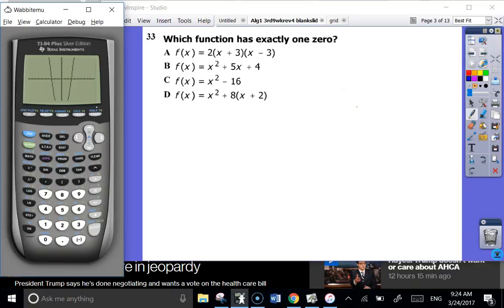Try that one in the calculator. Try the letter D. Clear. X squared plus 8 parentheses x plus 2. And then you graph. And how many zeros do you see there? How many x-intercepts do you see? 1. Yeah, it looks like it's just 1. Can you see what the value is?